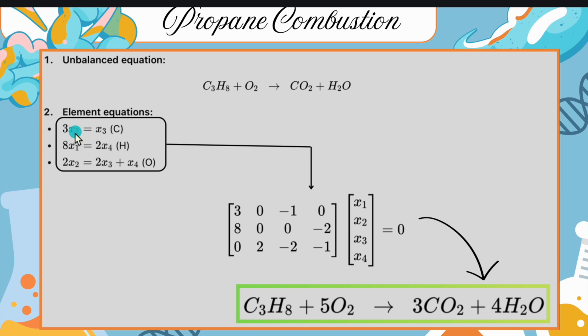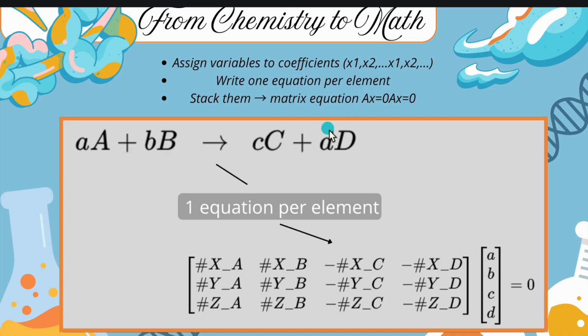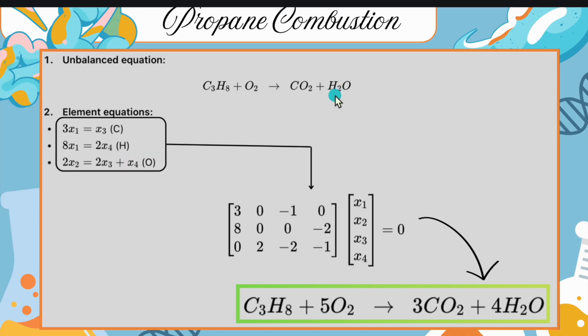As we can see, we wrote 3 here because we had 3 here, and for the hydrogen equation, we wrote 8 as a coefficient and 2 because on the left side here we have 8 and on the right side here we have 2. And the same for oxygen. Here we wrote it like 2x2 because here we have 2, and we wrote it as 2x3 because we have 2 here, and we wrote a plus x4 because we have, oh sorry, because we have an atom of oxygen here.